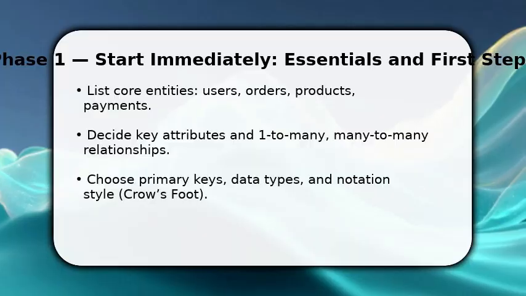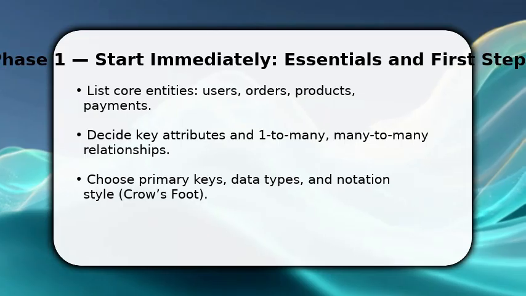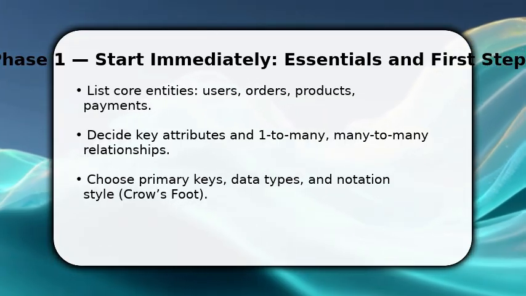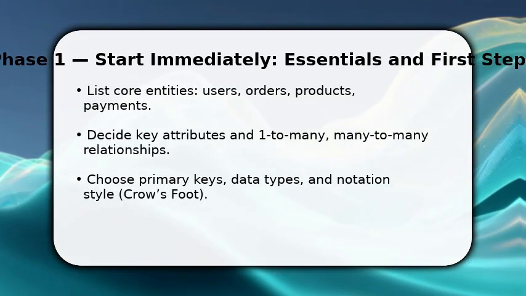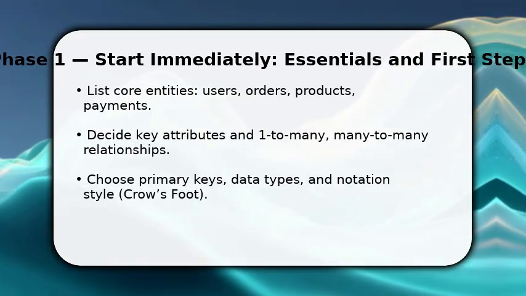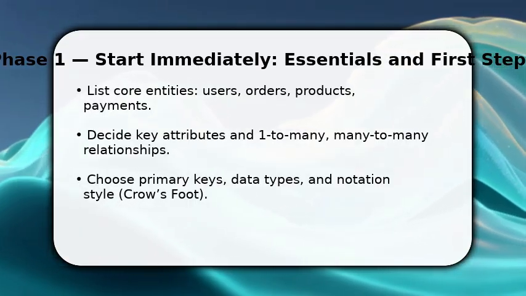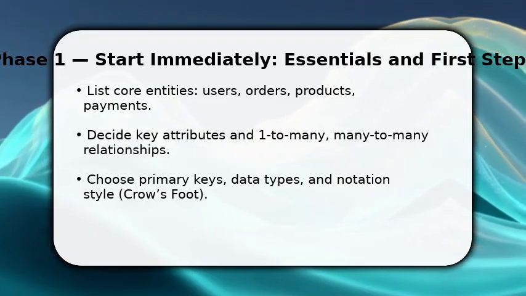Enjoy the video. You begin by narrowing scope. Pick the minimum set of entities that satisfy current requirements, not every future wish. Once done, sketch each entity with its primary key and 3-6 essential attributes and label obvious relations.